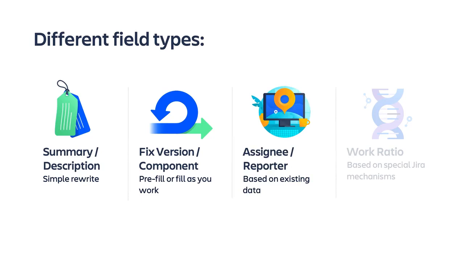A project administrator can fill them in advance via the project settings, or they can be updated via fields on an issue. Other fields are based on existing data, which is drawn from elsewhere in Jira, like the assignee or reporter, which gather data from the user database. Finally, some fields use specific Jira mechanisms, such as when you log time. Jira saves logged time to a special database, from which fields like work ratio gather their data.